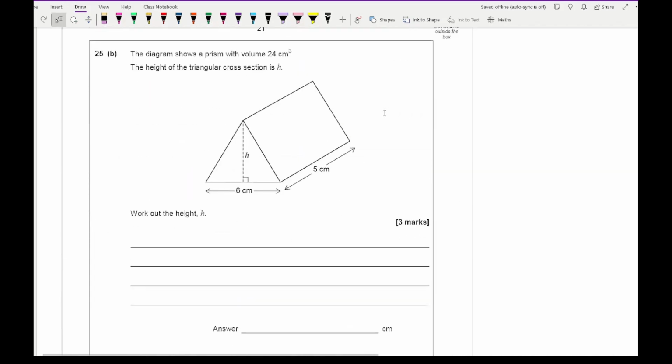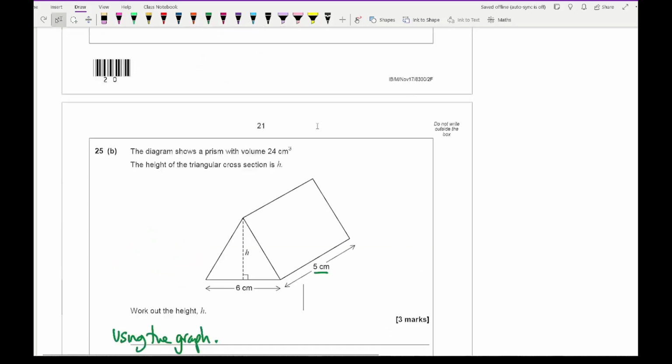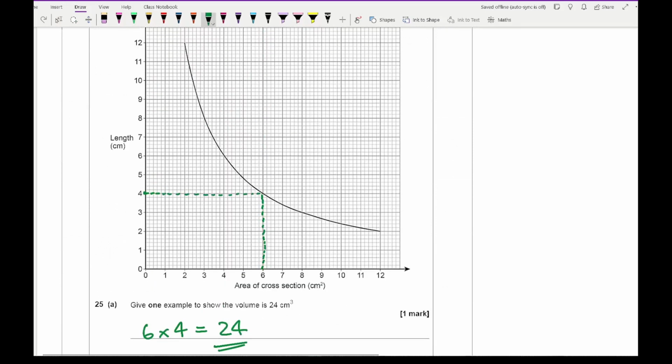Then for the next question, it says the diagram shows a prism with a volume of 24 centimeters cubed. The height of the triangular cross-sectional area is h, and it says work out the value of h. Typically they would say use the graph or use any method, but they've not said that, so you've got a choice of two possible methods. If I was using the graph, then I've got a length of 5. When I have a length of 5, that means that the cross-sectional area is going to equal 4.8.